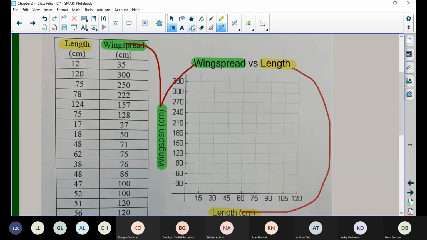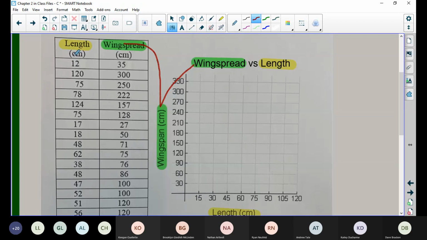And now we're just going to get some practice plotting points just to make sure that you remember how to do this part. So the very first bird has a height of 12 and a wing spread of 35. So if we find 12, 12 is really close to the 15, somewhere in here, and 35 is up just past the 30, somewhere right in there. Do I know for sure that's where it is? Not really, but it's really, really close.